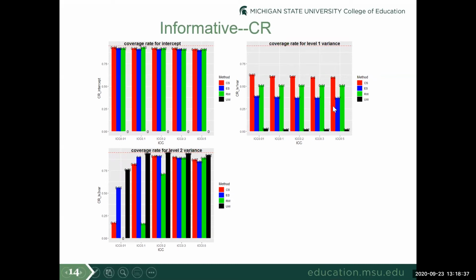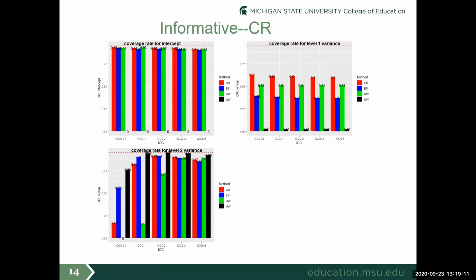For level 1 variance, the cluster scaling estimator, the red bar, has the highest coverage rate among the 4 estimators. For level 2 variances, the raw weighted estimator, the green, has as low as 0 coverage rate, and it performs the worst among the 4. The unweighted estimator, the black bar, has the highest coverage rate.